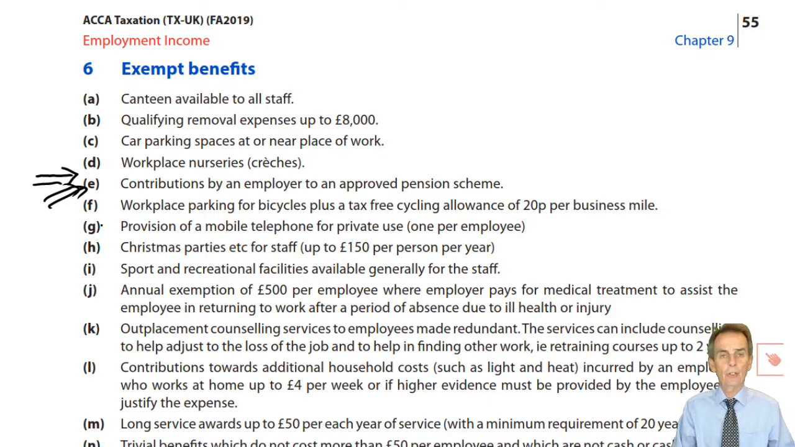But again, I'll introduce each lecture as we go through. In which case, enjoy the rest of the first lecture, dealing with, again, employment income up to and including the exempt benefits section.